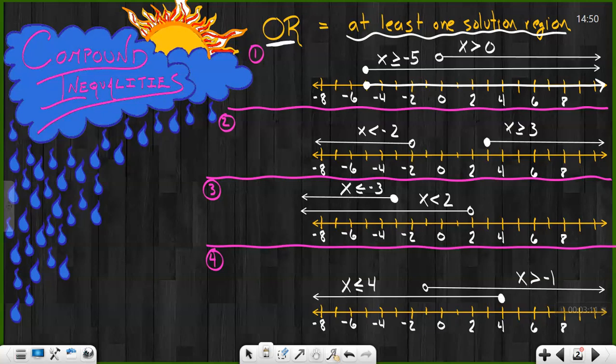That means that one of these inequalities here is obsolete. I don't even need to say this one here because being greater than or equal to negative 5 covered all of the options in this inequality being greater than 0, as well as the options in our inequality x is greater than or equal to negative 5. So this boils down to just x is greater than or equal to negative 5.